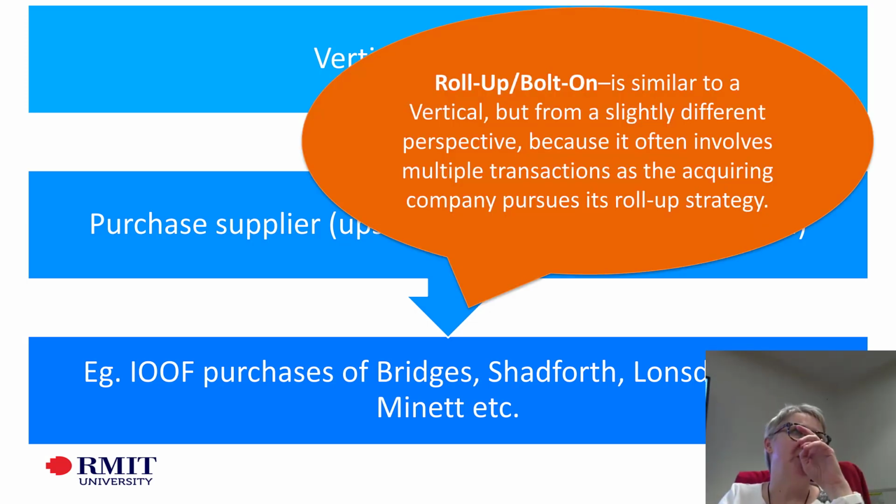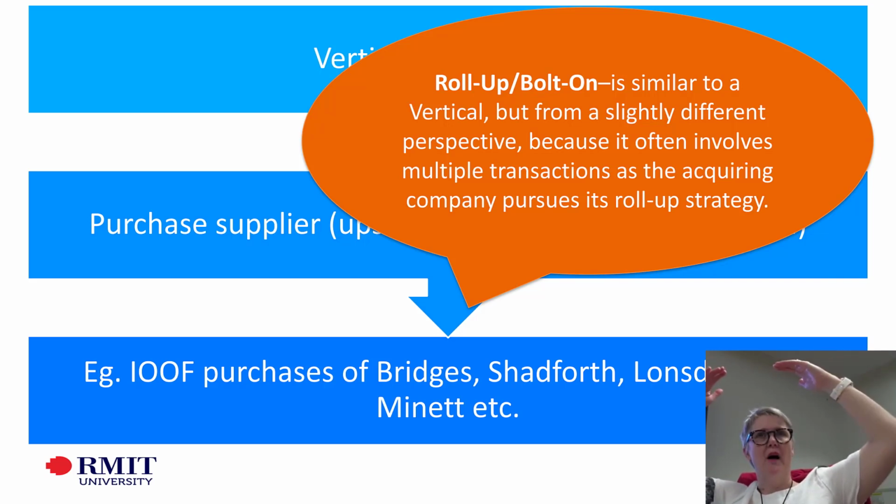We've got some other terminology which I'm not as wedded to either. So sometimes we talk about roll-up or bolt-on, similar sort of things to vertical, but from a slightly different perspective, often involving multiple transactions as we basically roll up a whole lot of different things into one. So whether that's rolling up a whole lot of suppliers to make one chain or rolling up distributors all over the place. A good example of that is large franchise operators.